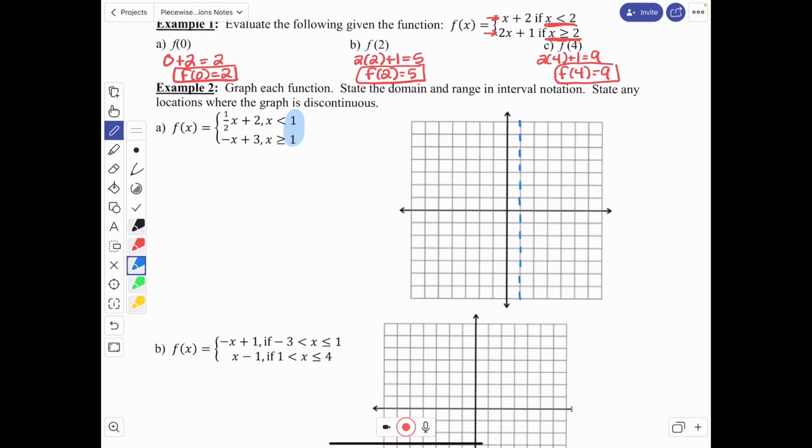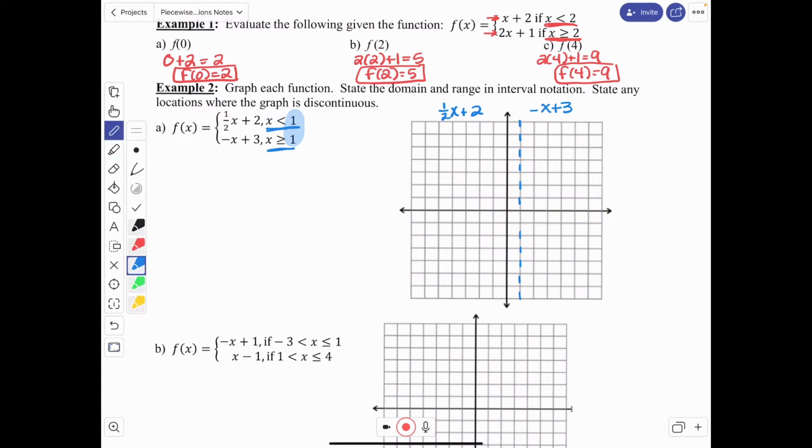So 1/2 x plus 2 owns everything on this side, less than 1, okay? The 1/2 x plus 2 owns everything on this side because it's less than 1, so it owns everything to the left. And then the negative x plus 3, because it says it's greater than 1, owns everything on the right side, okay? Think of this right here as a number line. Okay.